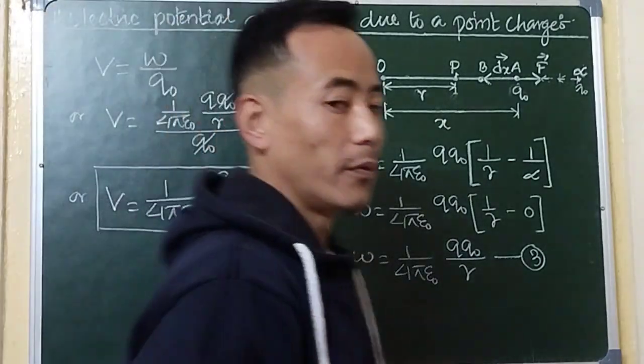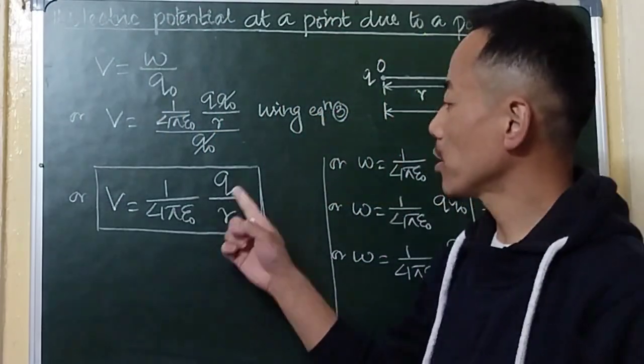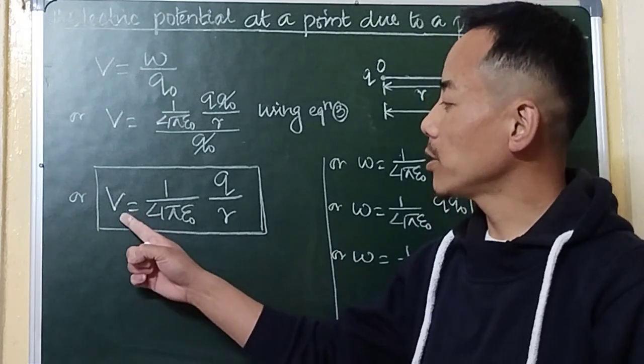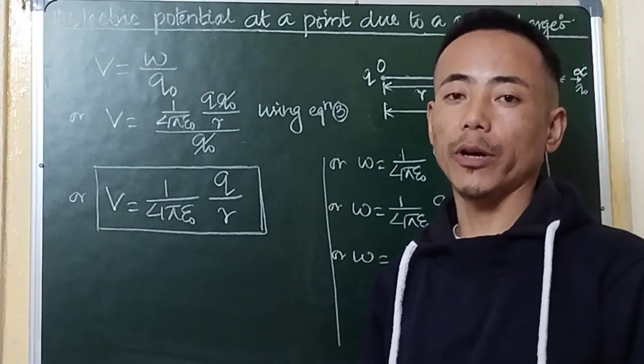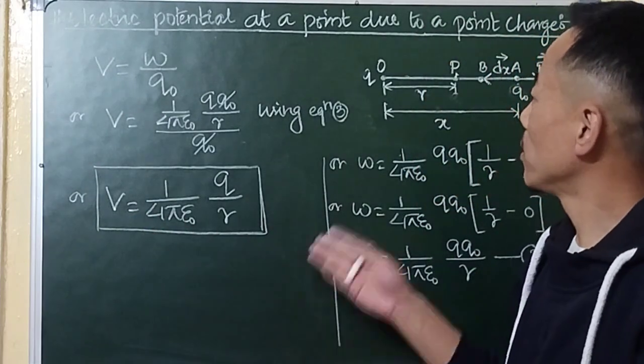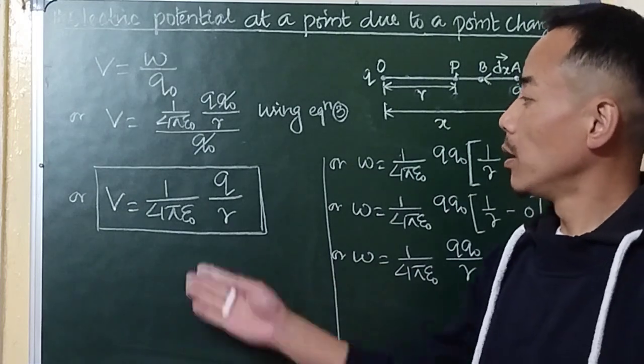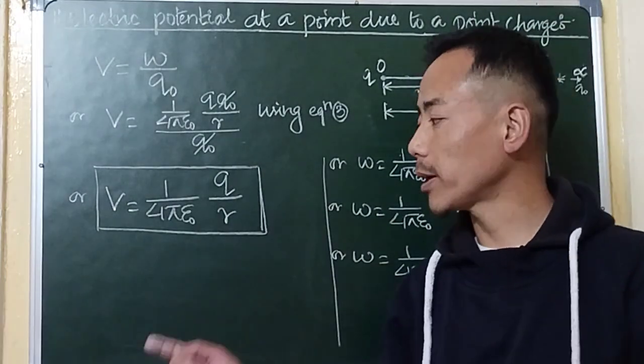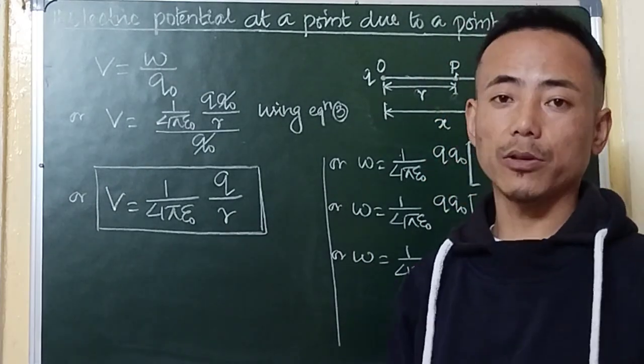So this expression V is equals to 1 by 4 pi epsilon naught q divided by R is the expression for the electric potential at a point due to a point charge. So in this way you can do the simple derivation. This is an important one, so you can practice the derivation. Also you can practice numericals based on this equation.